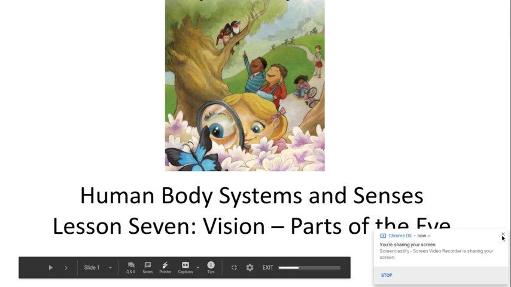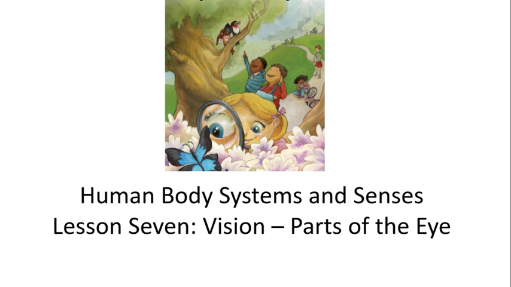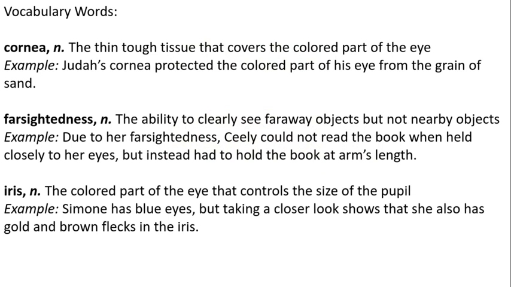Hello, third graders. This is lesson 7 in human body systems and senses. We're going to talk about parts of the eye. Here are some vocabulary words that you will hear through the read aloud.